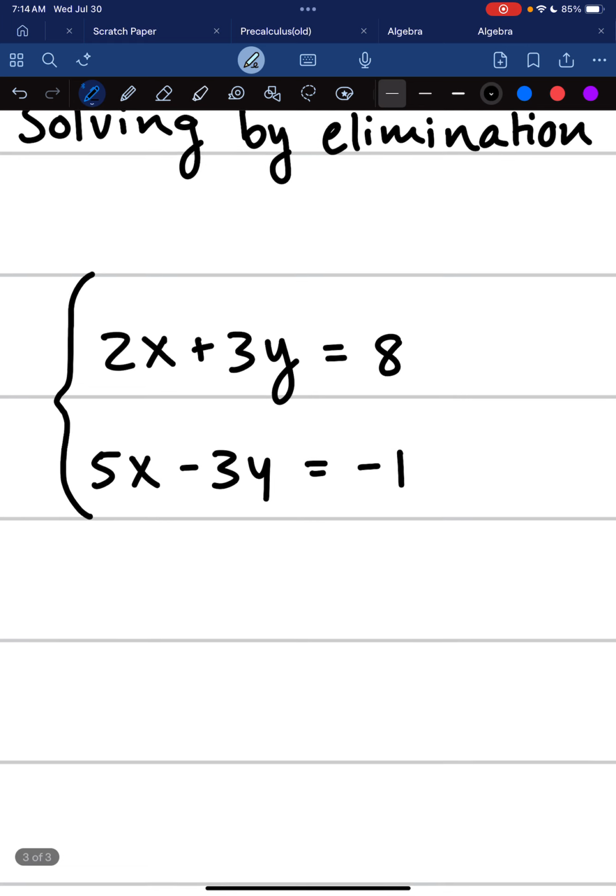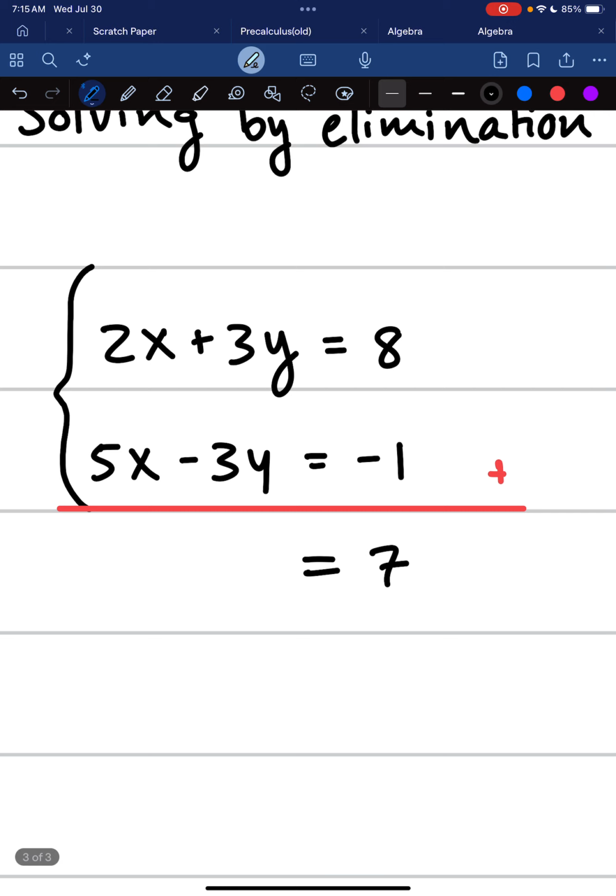Let's say that you have this system of equations. What we can do here is we can actually just add these two equations together. And what we would do is we would add the right side and we would add the left side. So on the right, 8 plus negative 1 is 7. So that's my new right-hand side of my equation. And then on the left, we can see 2x plus 5x is equal to 7x, and 3y minus 3y is actually equal to 0, right?